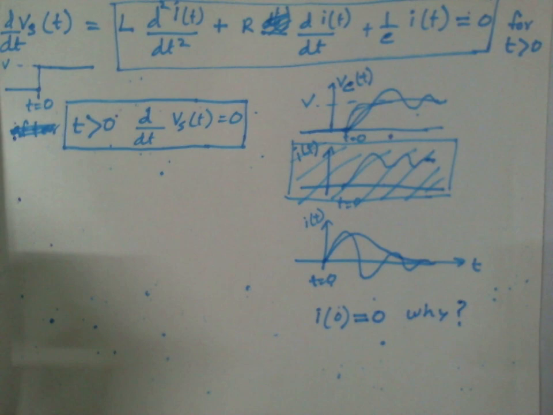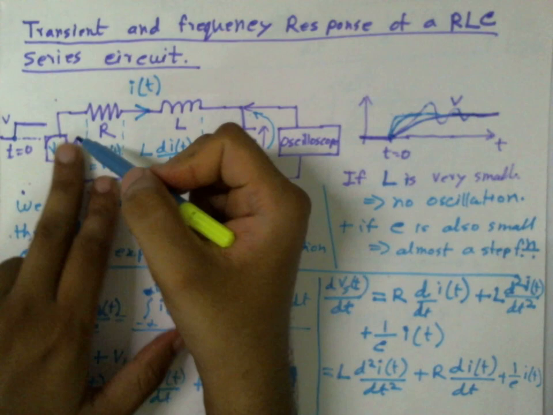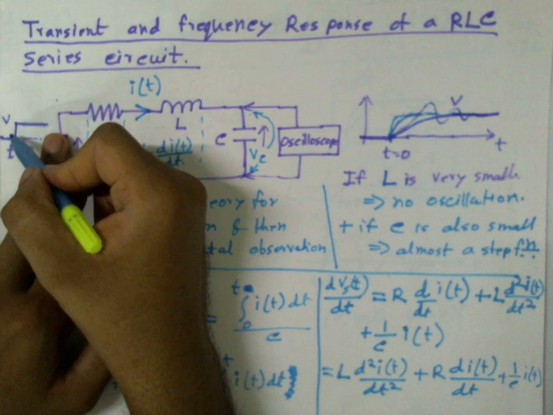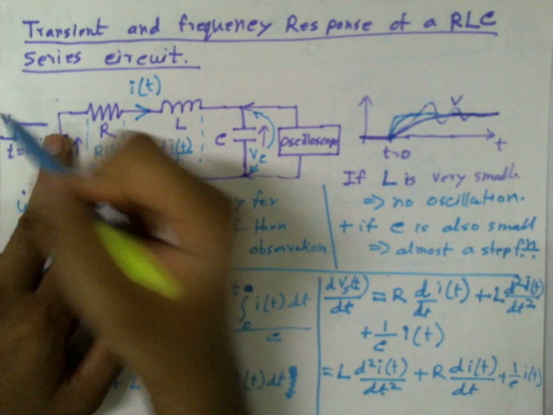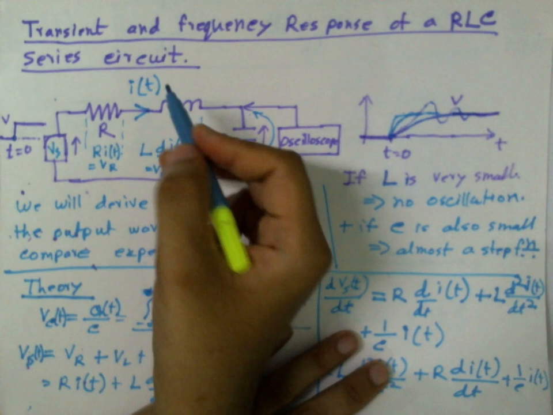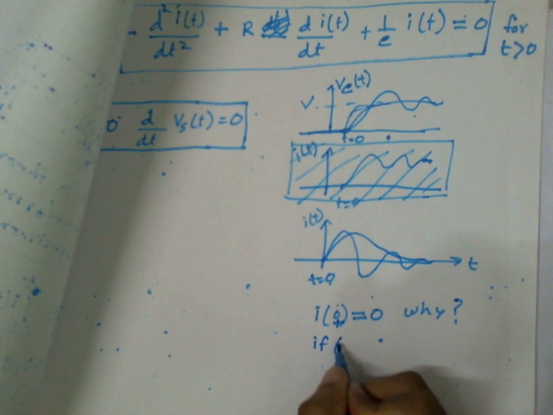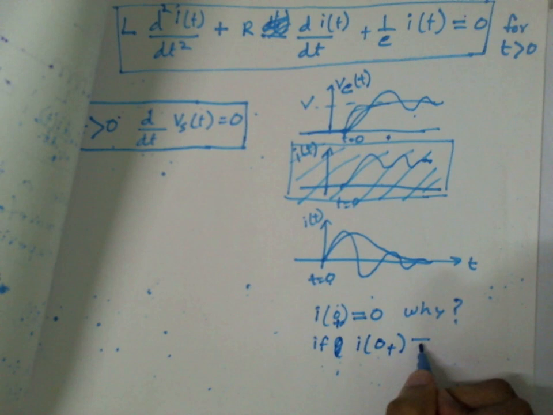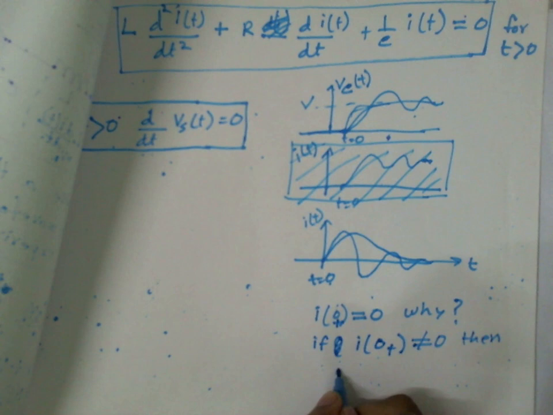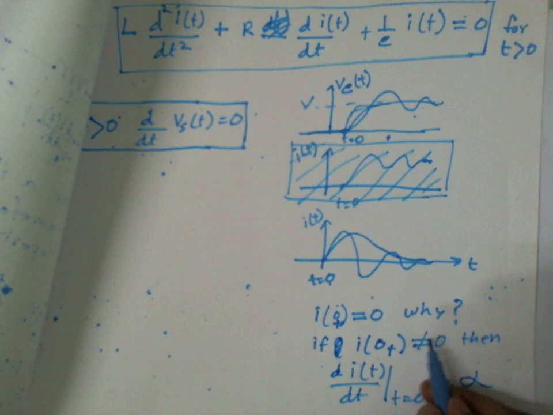Initially, we know that before this voltage was applied, the current was zero, because the supply was not there, so there was no current. That was at t equal to zero minus, slightly before the supply was switched on. Now, if we consider the instant zero plus, slightly after switching on this supply, if the current has any finite value, any positive value, so if i(0+) is not equal to 0, then di(t)/dt at t equal to 0 will become infinity, plus or minus, depending on whether the current is plus or minus.